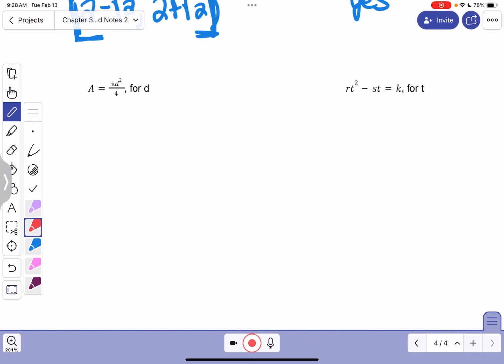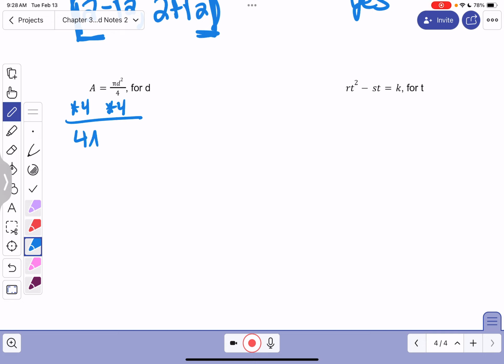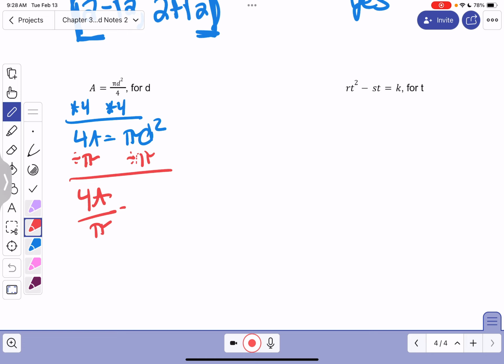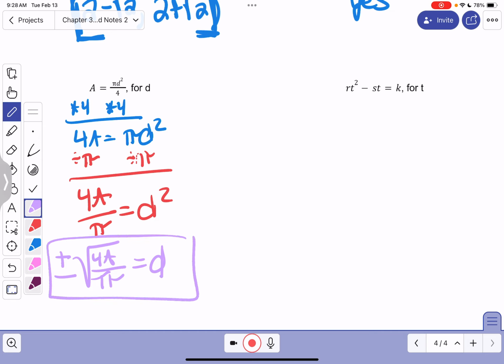All right, the last part of this section is solving for a letter. When it says solve for D, it just means rewrite it so it's D equals. So to get the 4 on the other side, we would multiply both sides by 4. To get the D alone, we would divide both sides by pi. And to undo the squared, we would take the square root. The biggest thing to remember is you need a plus or minus. If you end up taking the square root, put a plus or a minus in front.